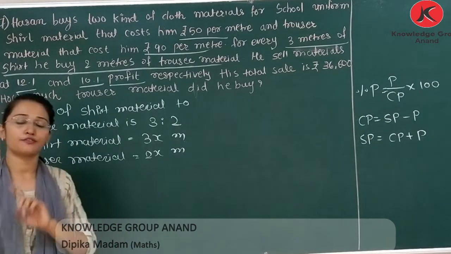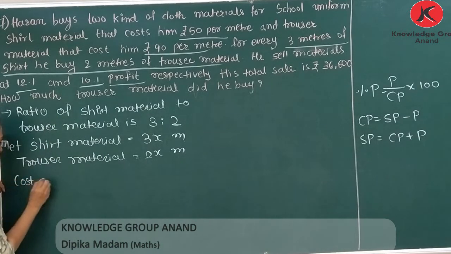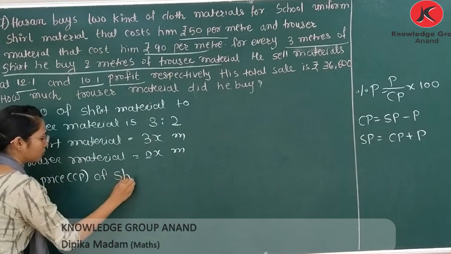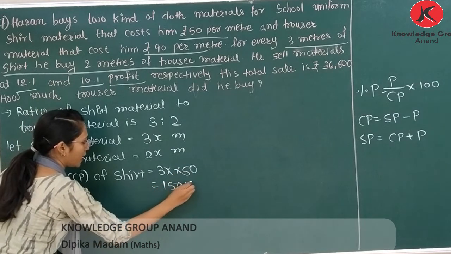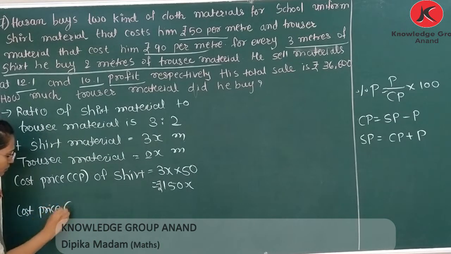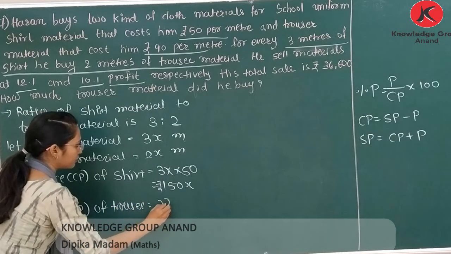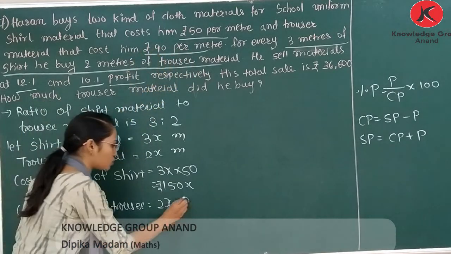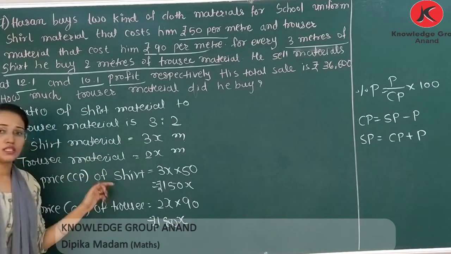So if 1 meter costs 50 rupees, then for 3x meter it is 50 multiplied by 3x. So the cost, that is CP, is 3x into 50, 150x rupees. Now the cost price, again CP, of trouser material 2x: the 1 meter cost is 90 rupees, so 2x is multiplied with 90, that is 180x rupees. This is the cost price.